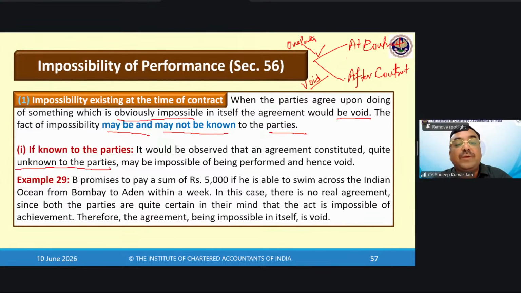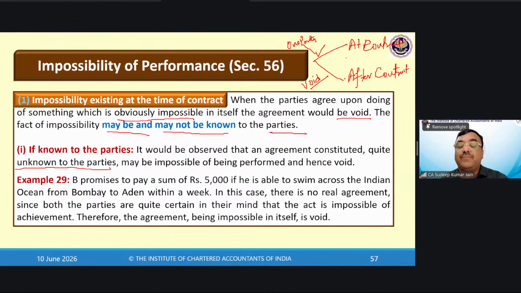B promises to pay a sum of rupees 5,000 if he is able to swim across the Indian Ocean from Bombay to Aden within a week. Bombay to Aden, the large distance. This is an impossible act. In this case, there is no real agreement since both the parties are quite certain in their mind that the act is impossible of achievement.